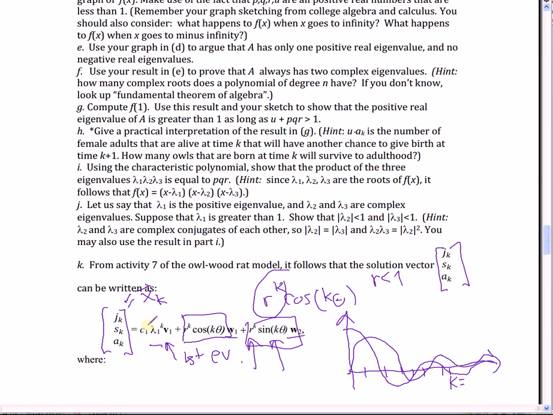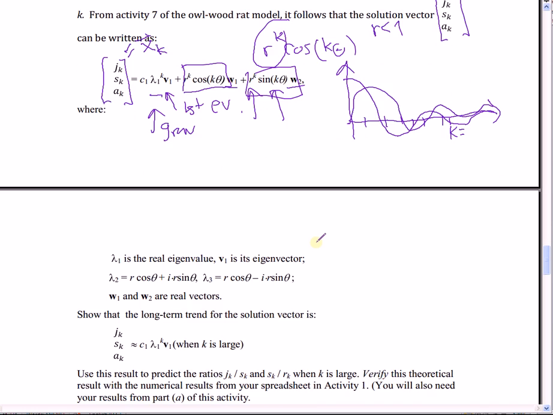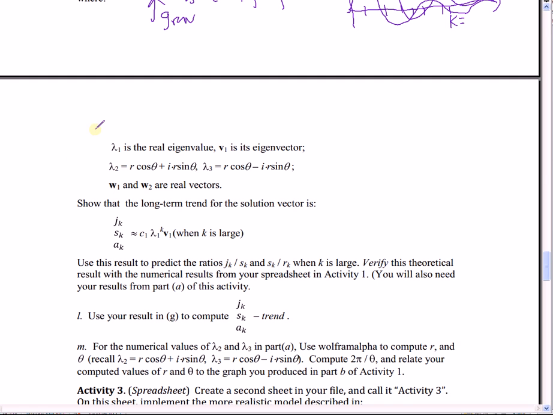So we have three terms here. We know this term is growing, and these two terms are shrinking, and we have exponential with a wiggle. These two terms look like exponential with a wiggle. So if you add these two together, it's still going to look something like exponential with a wiggle. Here's the explanation of the terms. Then I ask you to show that the long-term trend can be expressed this way.